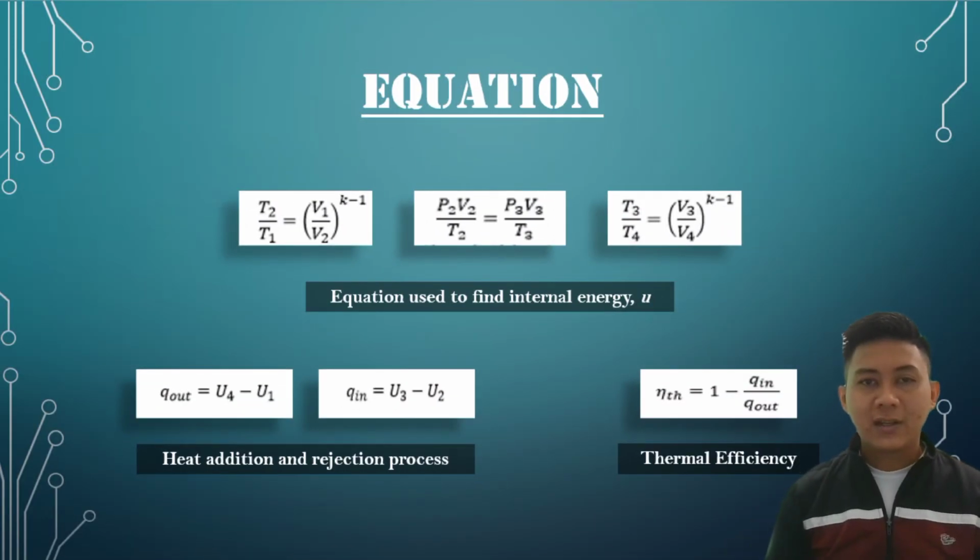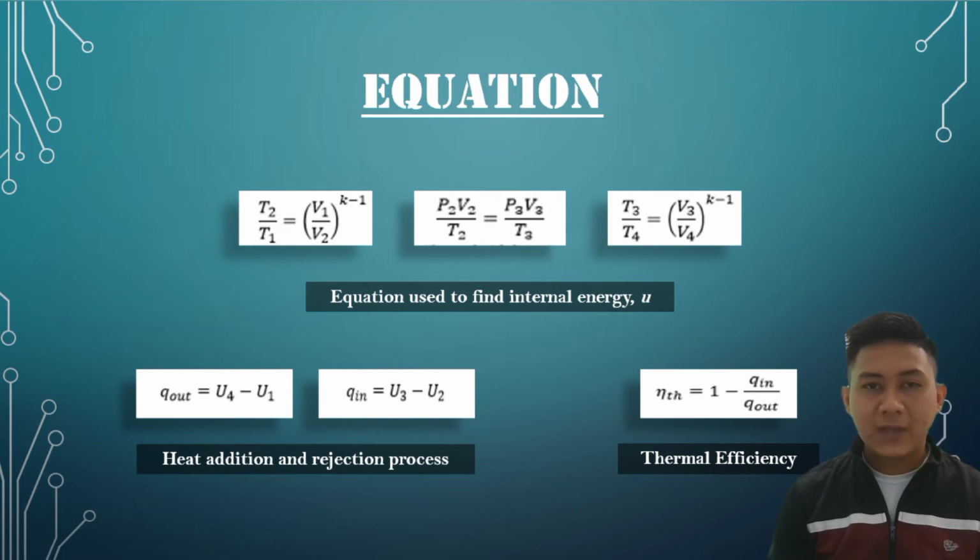Next, I will talk about the equation. We are using an equation to find the internal energy, which is U, and the next equation is about the heat addition and rejection process, and last but not least is the thermal efficiency equation. That's all from me. Thank you. We proceed with another presenter.